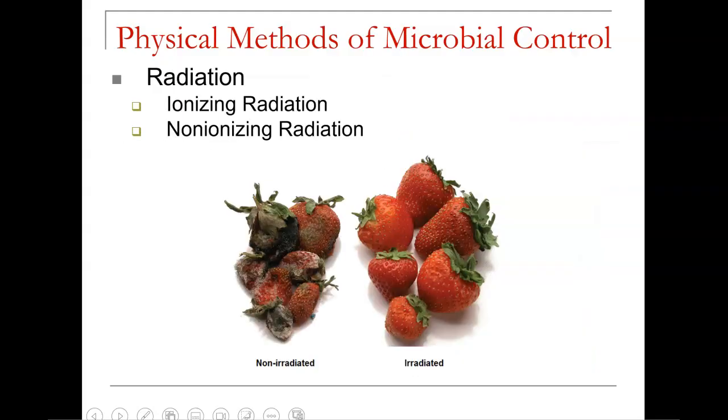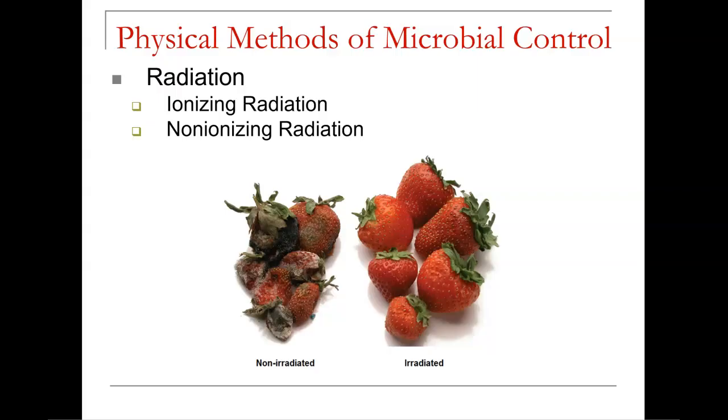Now we're going to talk about radiation. We have ionizing radiation and non-ionizing. So with the ionizing radiation, that's going to use wavelengths that are shorter than 1 nanometer. So that's going to include things like X-rays and gamma rays. These are going to create ions that produce effects that lead to denaturing of important molecules and then cell death.